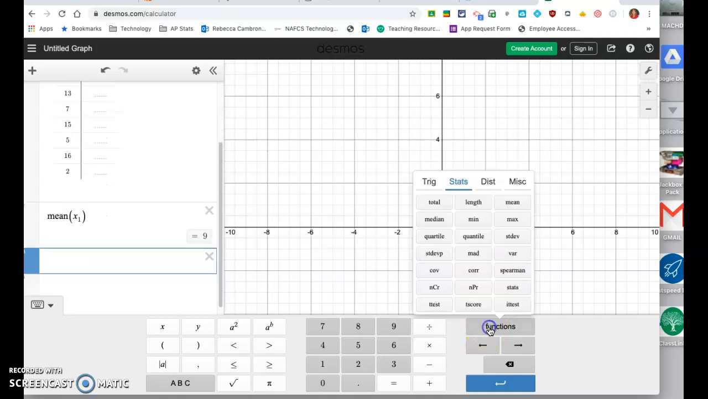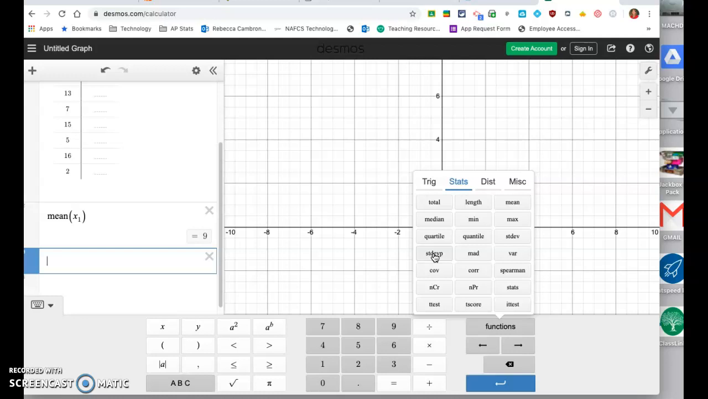Now, to find the other stuff, this is where it's a little different. This variance and standard deviation are if it's a sample. And Math Excel doesn't specify, so that's where I was confused. It wants you to do the population standard deviation.